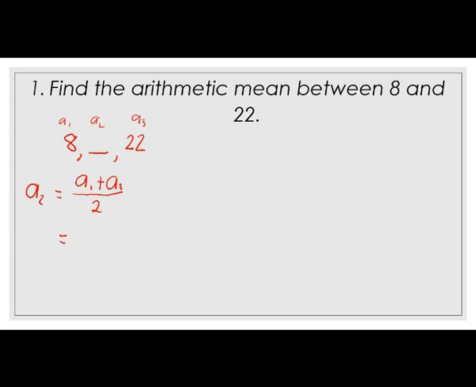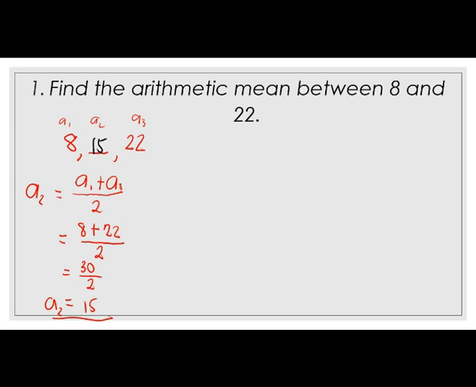That is equal to, what is our a sub 1? A sub 1 is equal to 8, plus our a sub 3 is 22, all over 2. Now, what is 8 plus 22? That is equal to 30, and when you divide it by 2, it's equal to 15. Therefore, the arithmetic mean of 8 and 22 is 15.